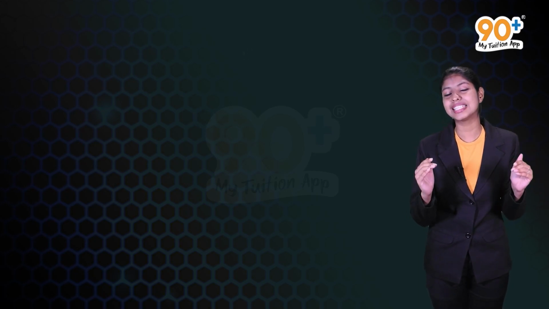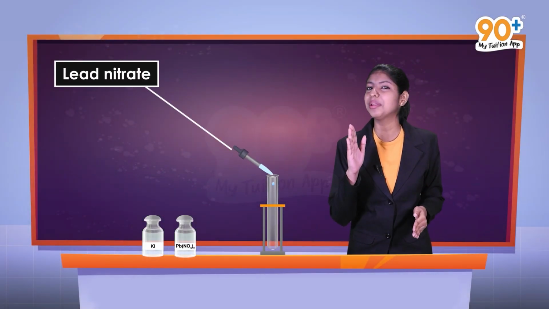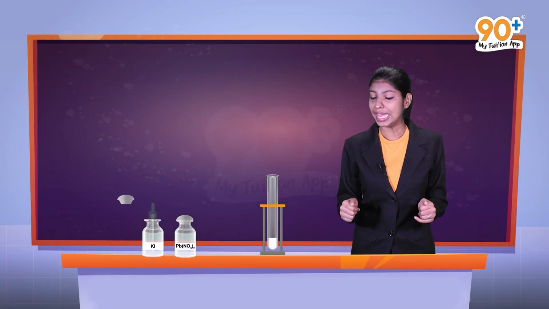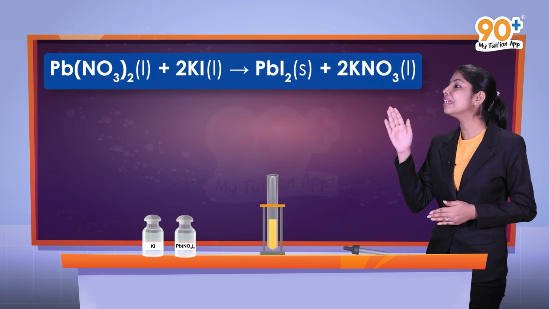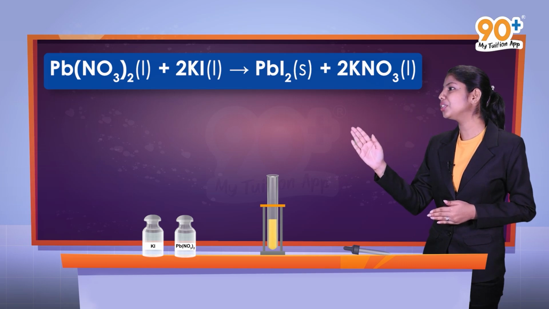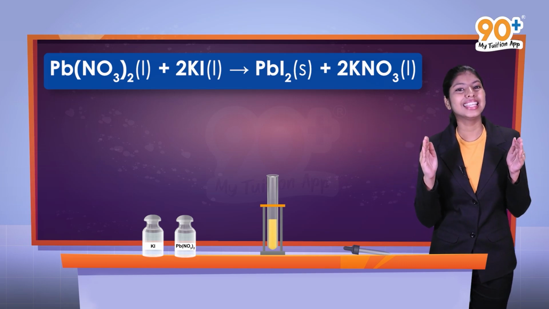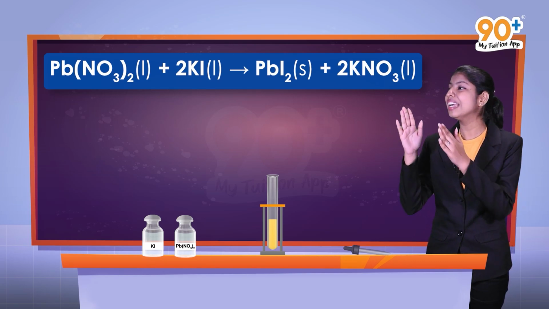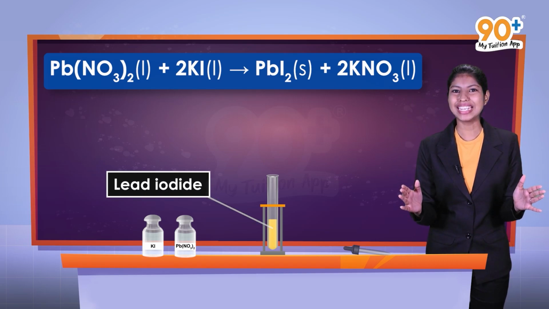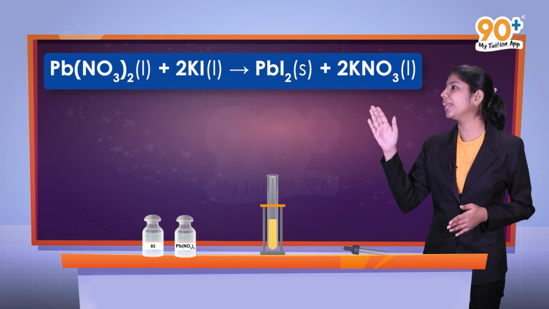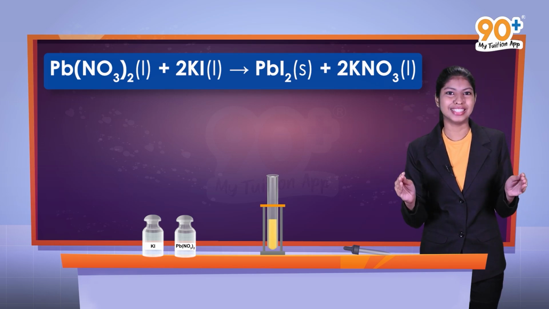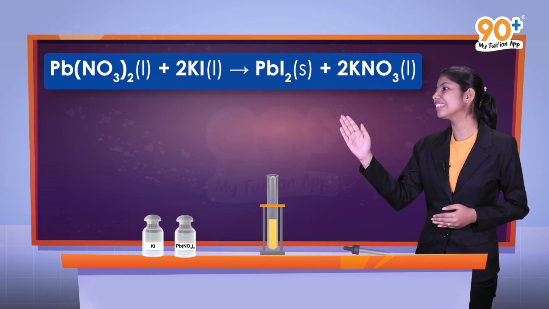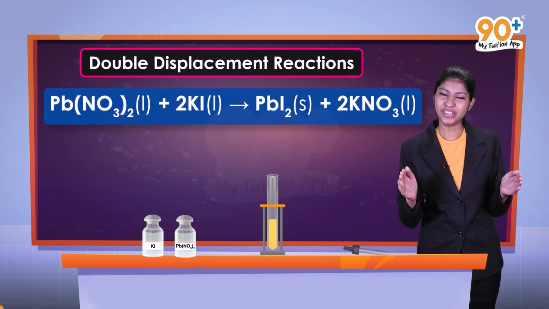Do you remember the activity we did using lead nitrate and potassium iodide? We know that when we mix them together, we get a yellow precipitate, right? And the reaction is Pb(NO3)2 plus 2KI gives PbI2 plus 2KNO3. Here, the yellow colored substance is nothing but lead iodide. Here we can see the exchange of ions between reactants such as lead nitrate and potassium iodide. Therefore, we can say that this is an example of a double displacement reaction.